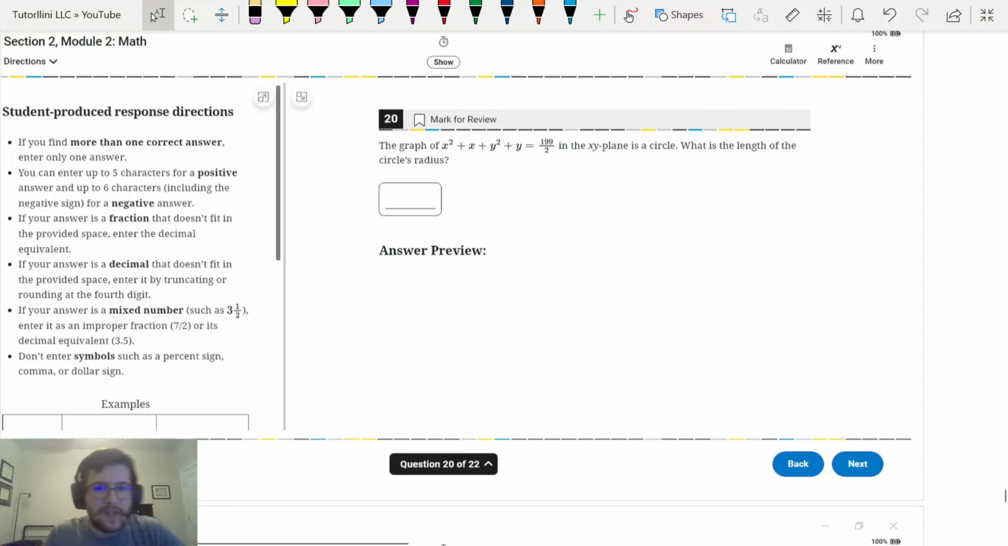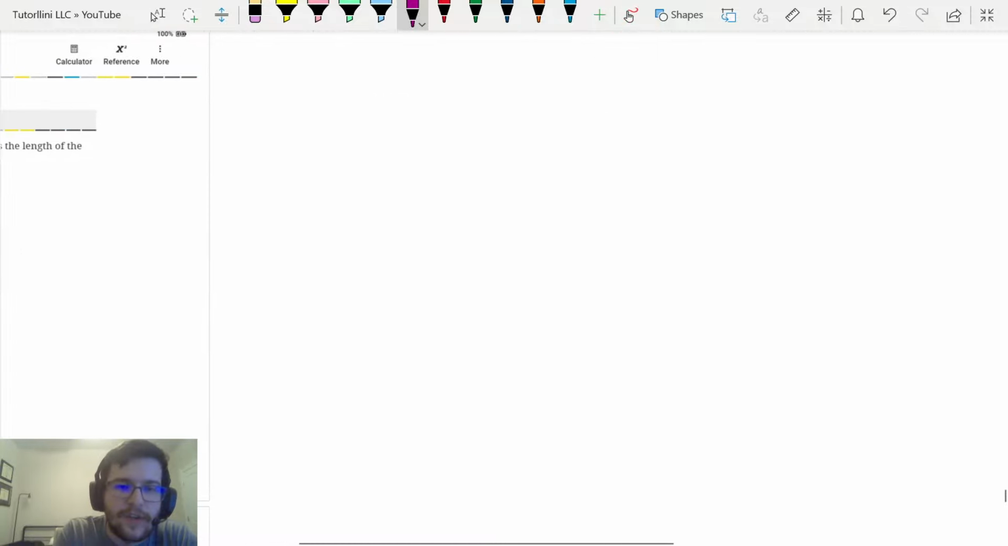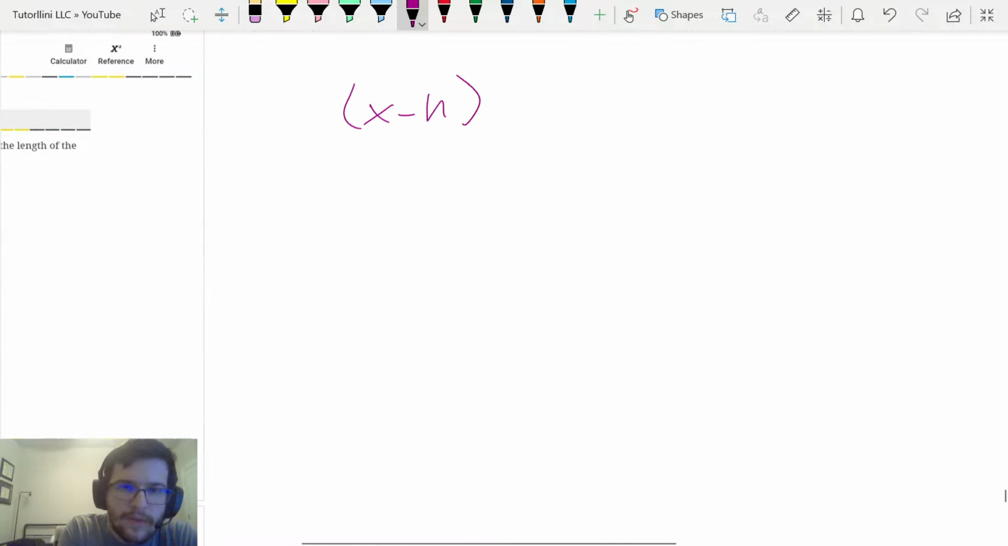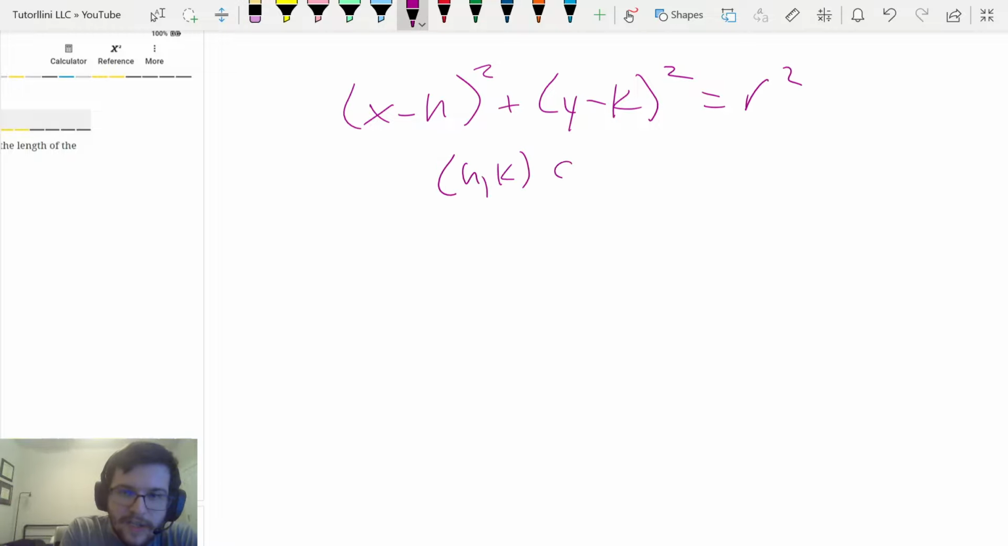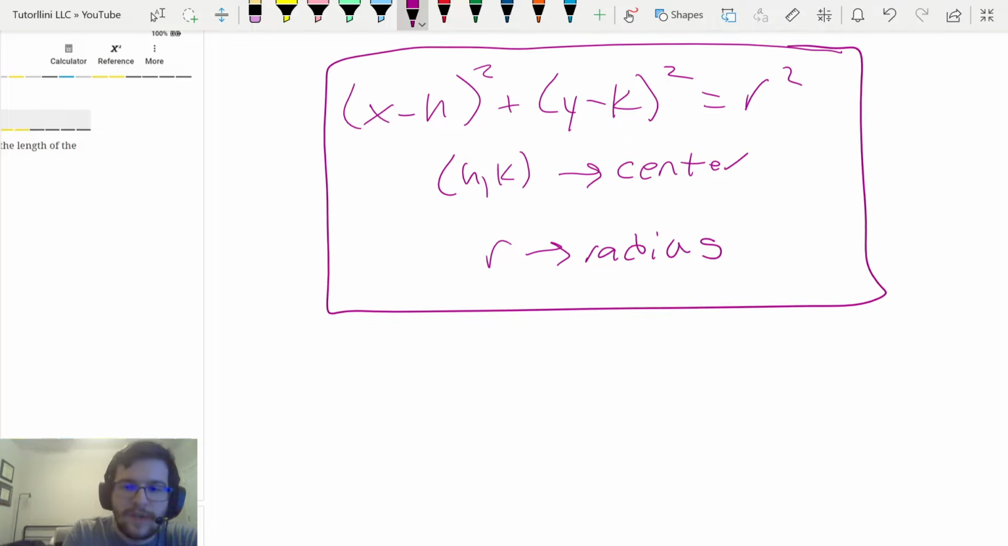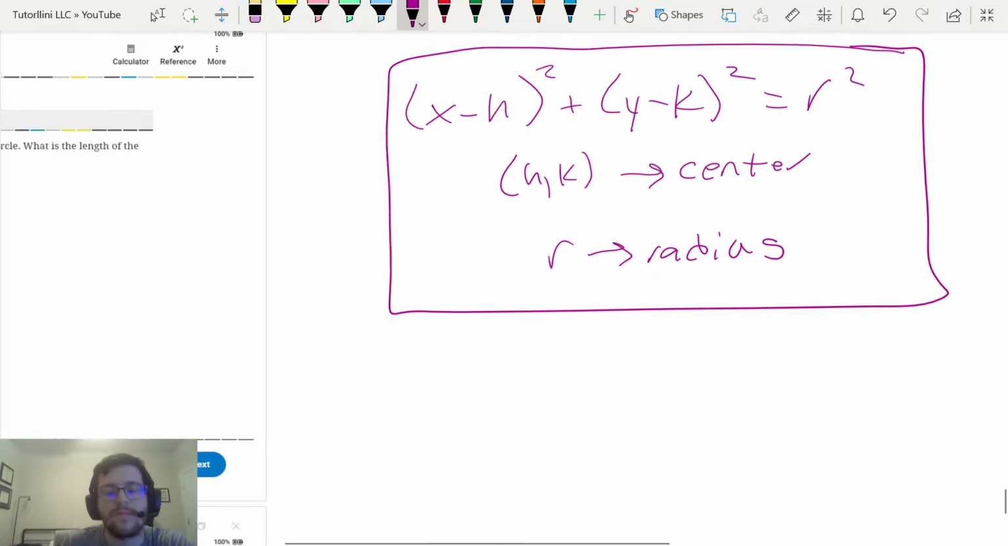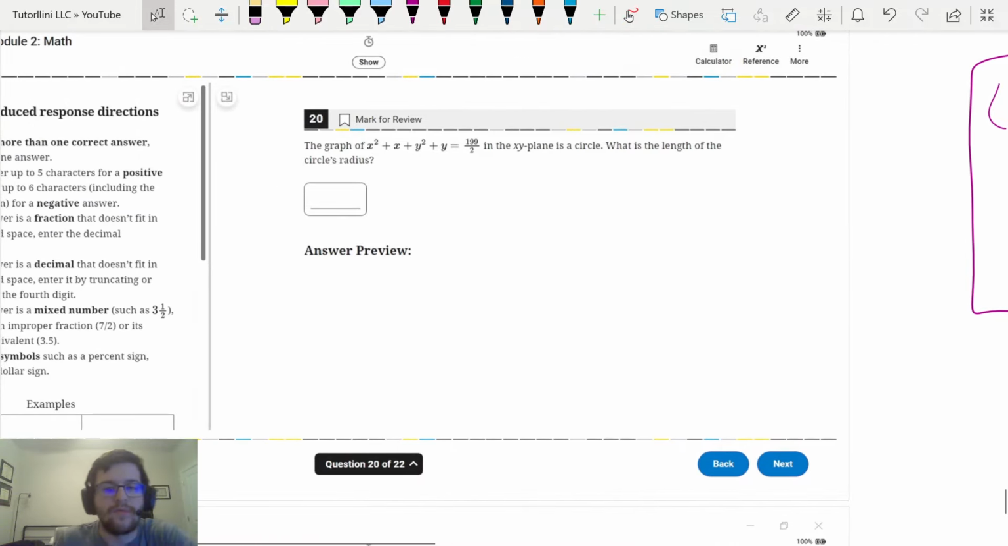Okay, 20. So for this one, you have to know the equation of the circle. I wrote this earlier in the video. X minus h squared plus y minus k squared equals r squared, where h comma k is the center and r is the radius. So pause this video for a second and take a chance to write that down. Okay, so what we need to do is we need to make this equation look like that.